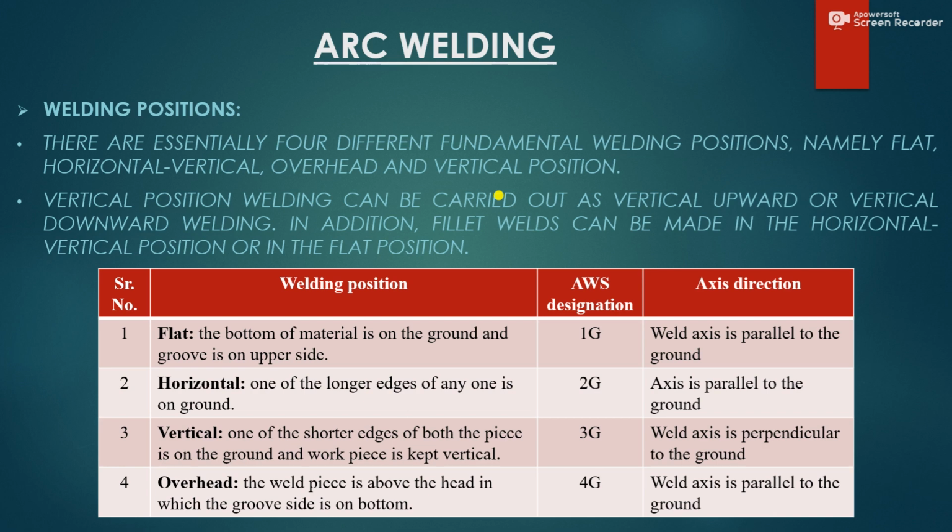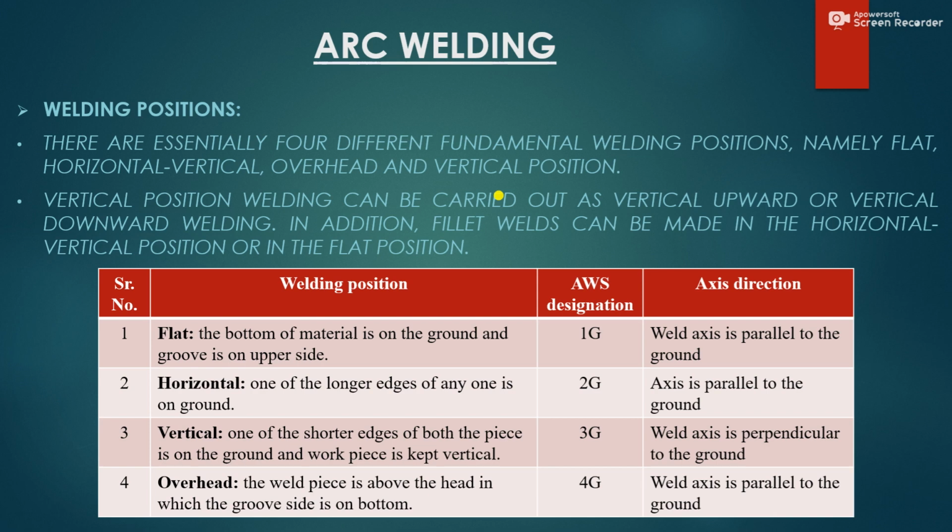The weld axis is the direction in which the welding is carried out. In the flat position, the weld axis will be parallel to the ground. In the horizontal as well, the axis will be parallel to the ground, while in the vertical, the direction of welding will be from the upper side to the lower side, because the piece is vertical. That is why the welding axis in this particular instance will be perpendicular to the ground.